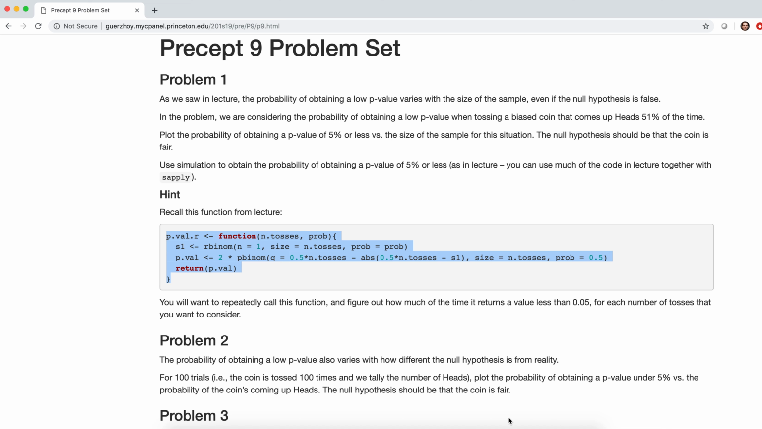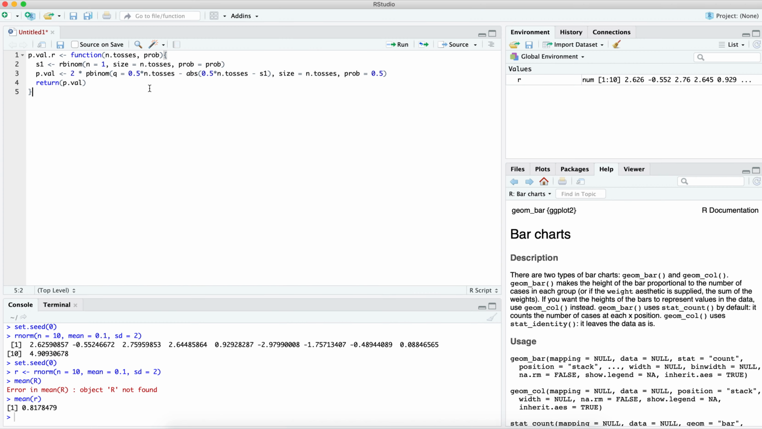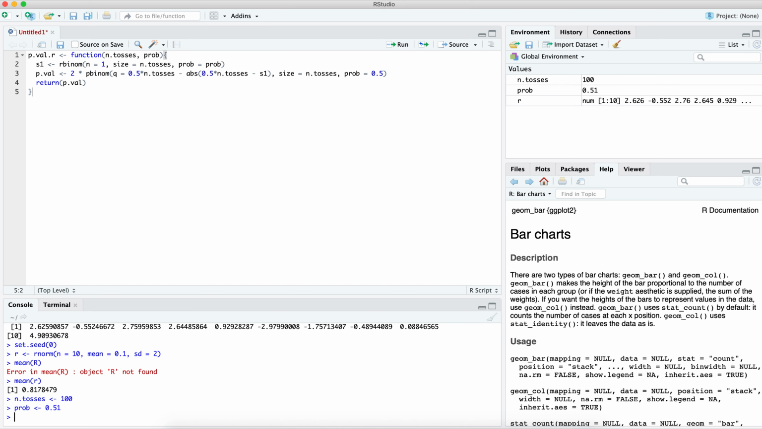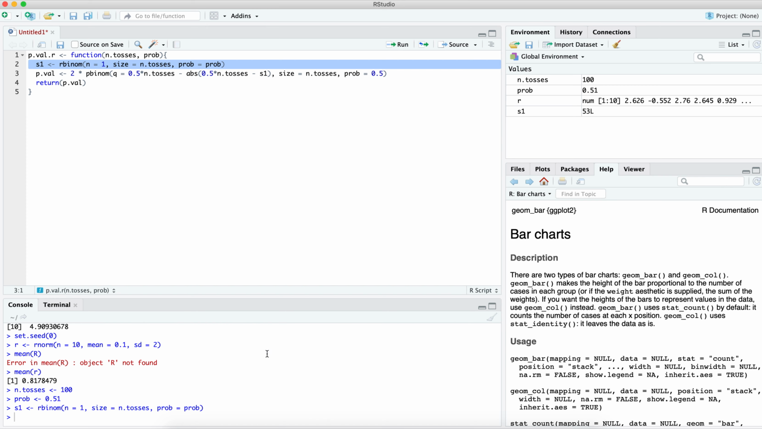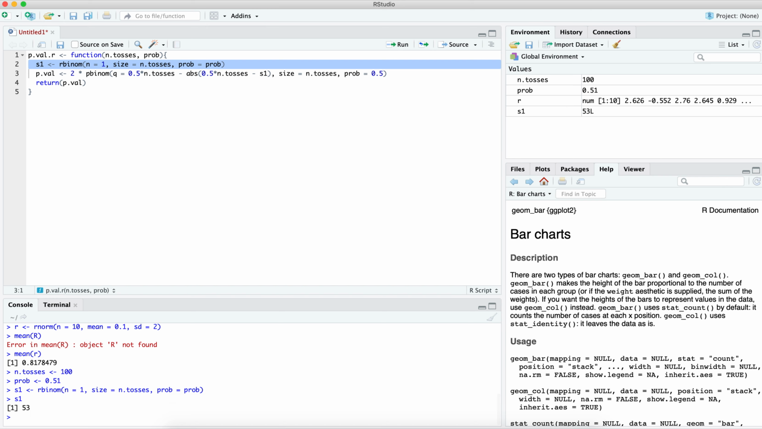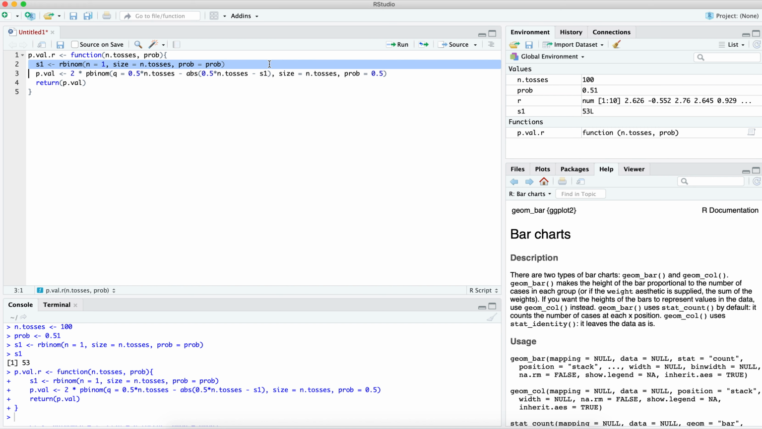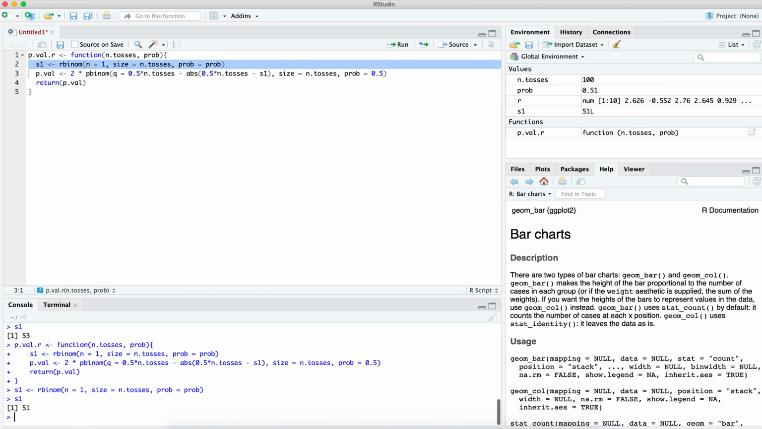I'll just copy that. So let me set n tosses to be, let's say, 100, right? And I'll set prob to be 0.51. So in the first problem, we always have prob be 51. So what happens when I run this? S1 is a number, and it's probably going to be a number that's around 51, right? Because on average, it's going to be 51. And every time I run this, I'll get a different S1. Could be the same, but this time around, it worked out to be 51.